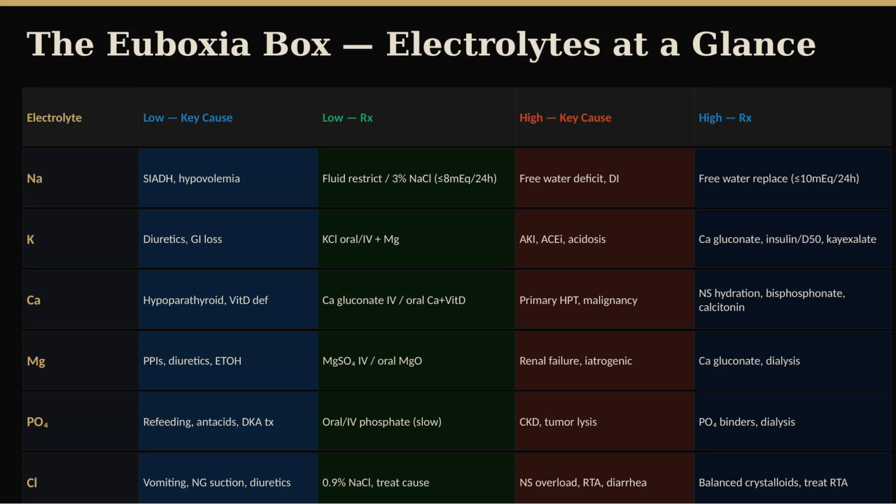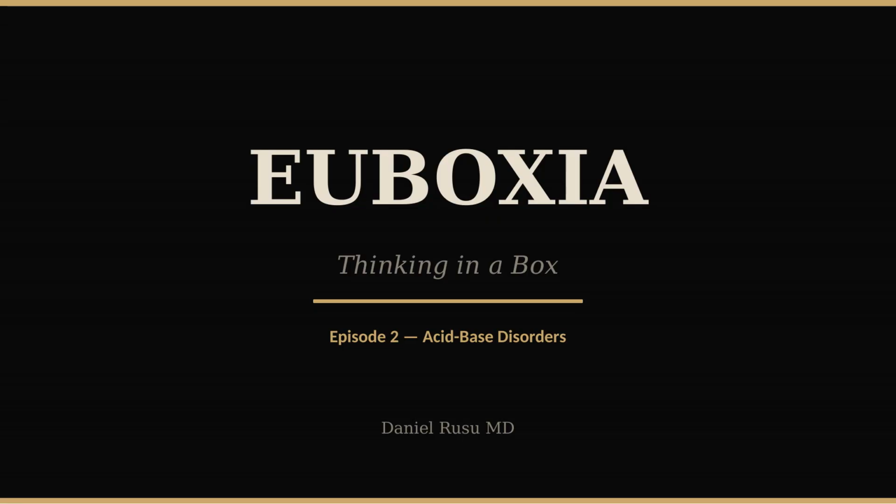6 electrolytes, both directions, cause and cure. Notice the threads running through it all. Magnesium underwriting potassium and calcium. The relentless emphasis on correction rate for sodium, the total versus ionized trap for calcium. This single grid is your 3AM reference. Screenshot it. That's Episode 1. 6 electrolytes, 18 ICU cases, 1 consistent way of thinking.